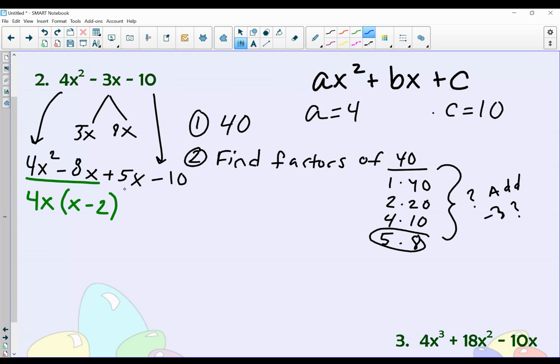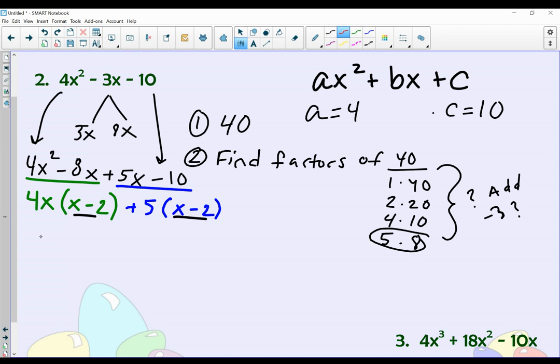So then the same thing. I look over here and ask, what can I factor out? 5 and 10 have 5 in common. So I factor out 5, and I'm left with x minus 2. Well, look at that. I have an x minus 2 here and an x minus 2 here. If those two things don't match, then you did something wrong.